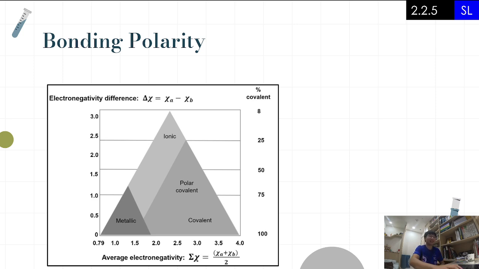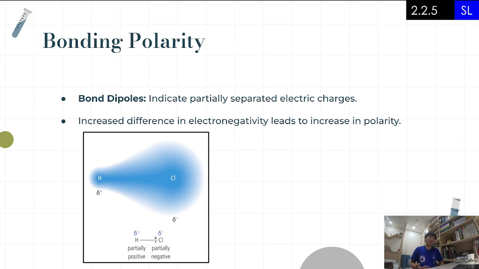So the difference in electronegativity creates bond dipoles. Basically, because one atom wants the electrons more, the electrons are more closely tied to that atom. It pulls harder, so the electrons are closer to it. And what this creates is a dipole. So although this atom is sharing electrons, there's a slightly positive side where the electrons are far away, and the side where the electrons are has a partial negative charge. And an increased difference in electronegativity leads to an increase in polarity, because one atom pulls far more strongly than the other, so it's far more polar as a covalent bond.